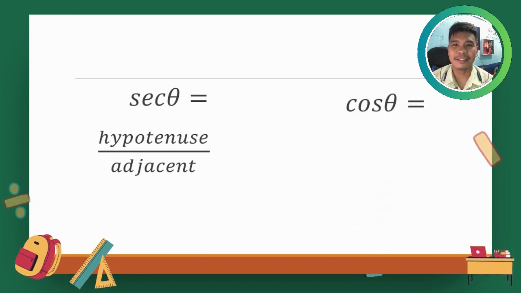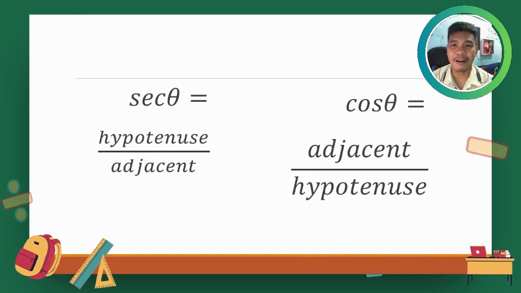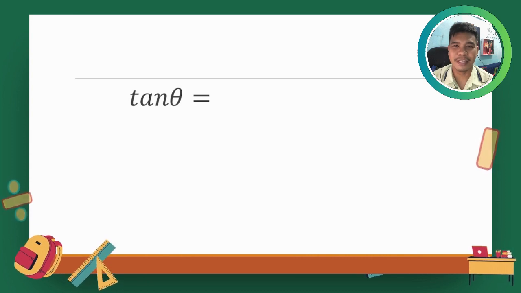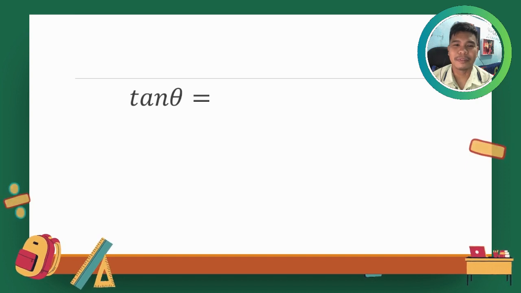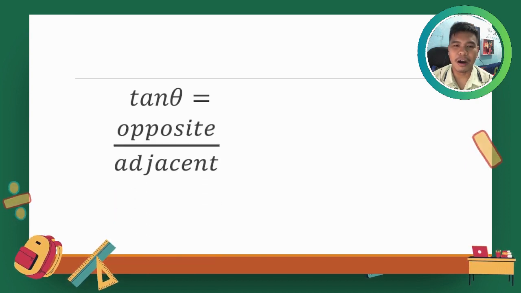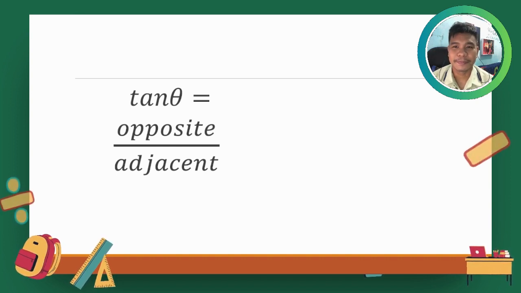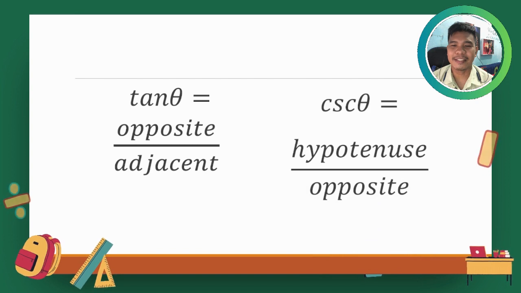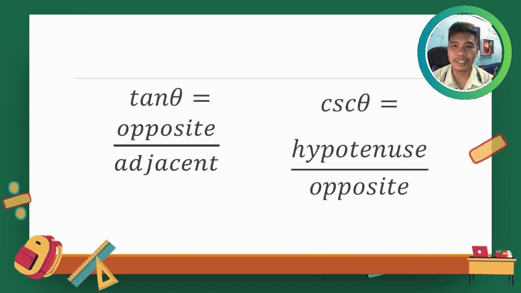Next, cosine theta. Boards up, this is equal to the ratio of adjacent over hypotenuse. Next, tangent theta. Boards up, tangent theta is equal to the ratio of the opposite side over the adjacent side. And finally, cosecant theta. Boards up, the cosecant theta is equal to the hypotenuse over the opposite side.